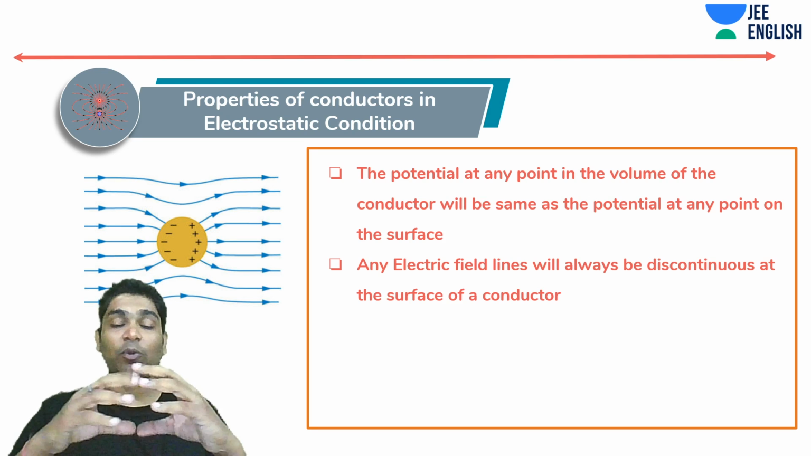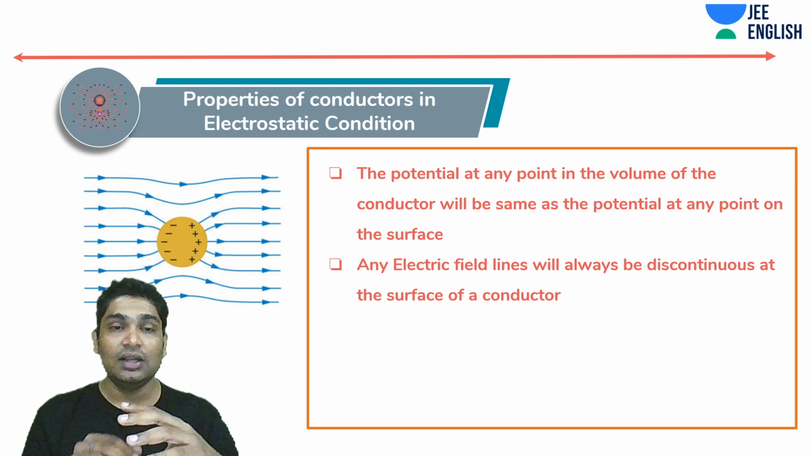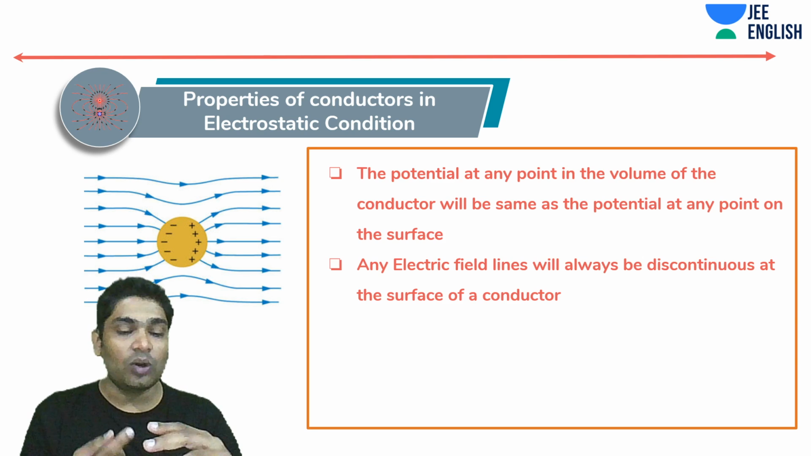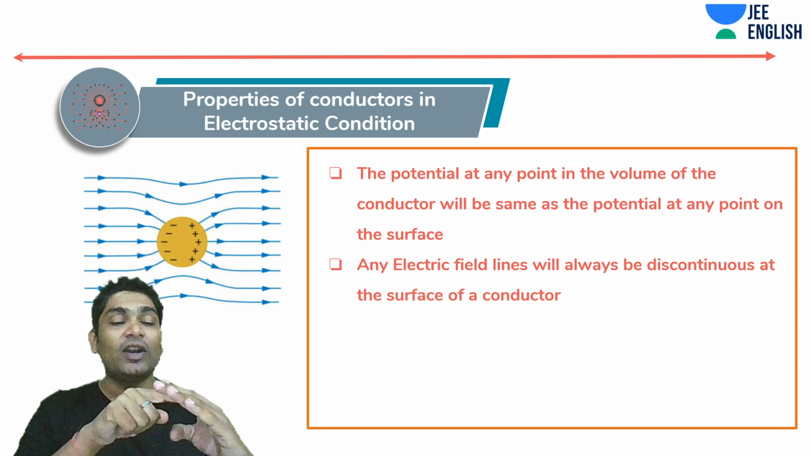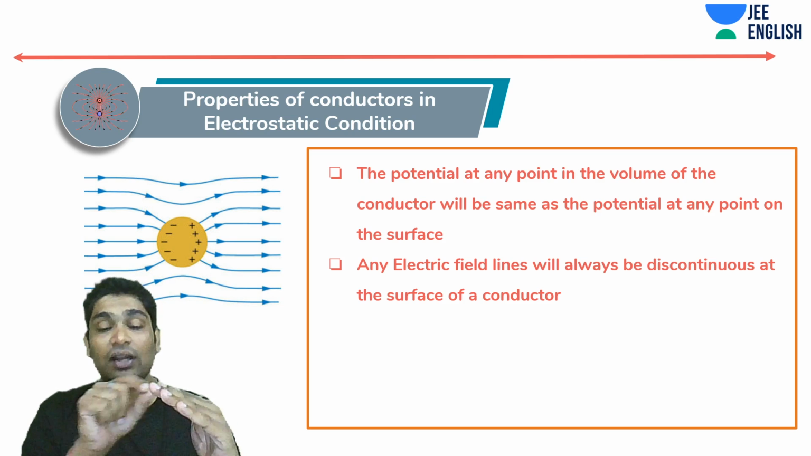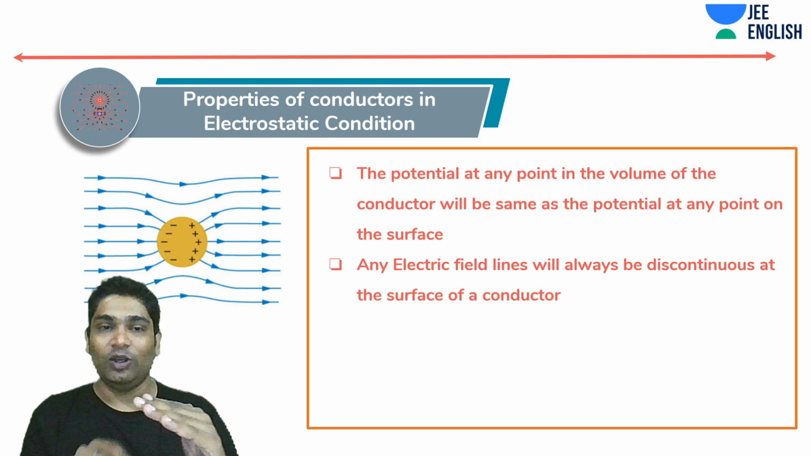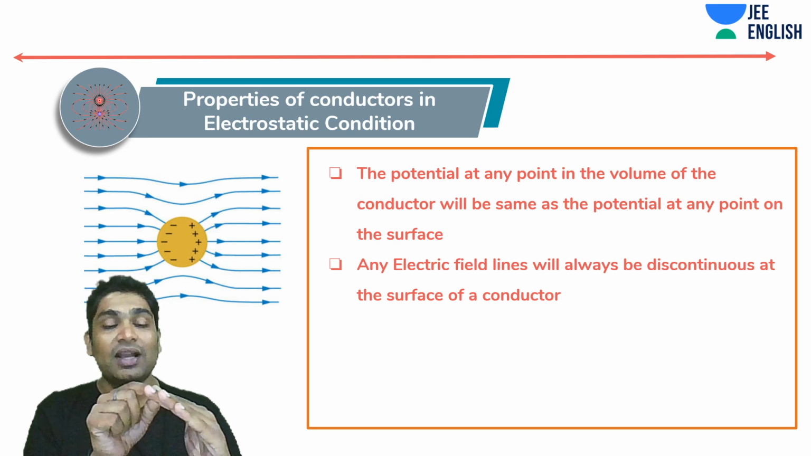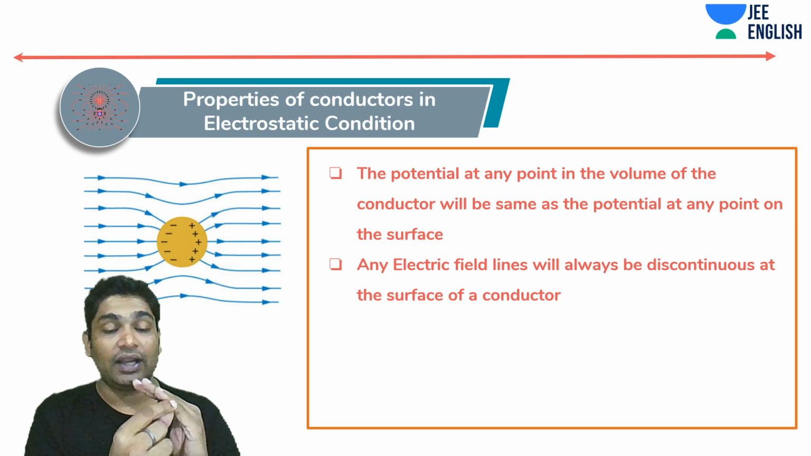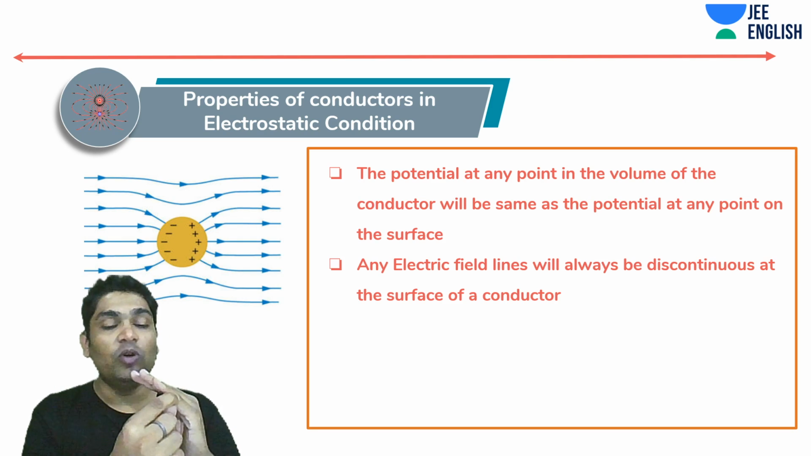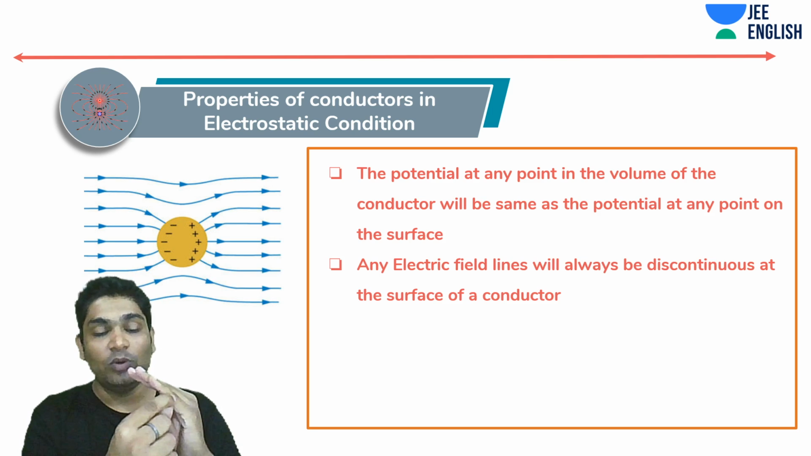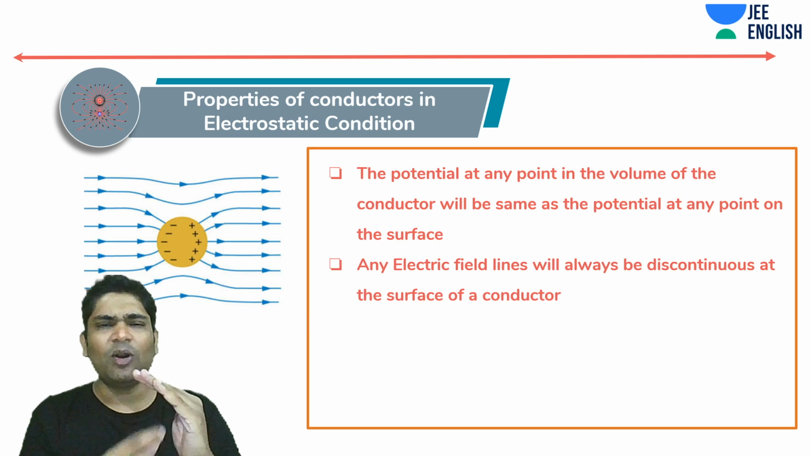I've said that every point inside the volume will be equipotential and every point on the surface will also be equipotential. Now I can also make a small jump and say whatever is the potential on the surface of the conductor will be the same potential at any point inside the volume also. Why? Because imagine a point charge kept on the surface of a conductor, suppose here, and I want to move it to a point which is inside.